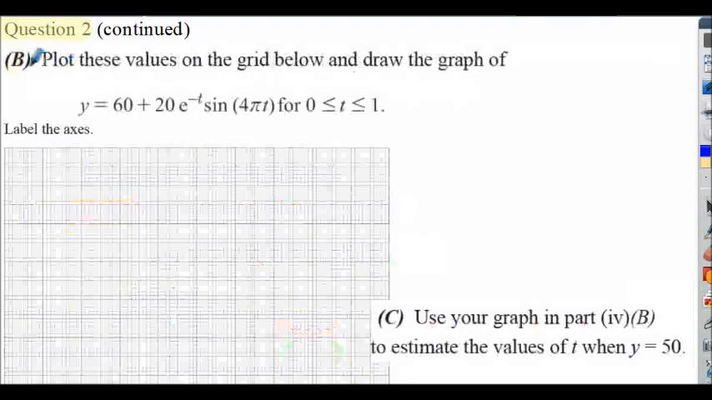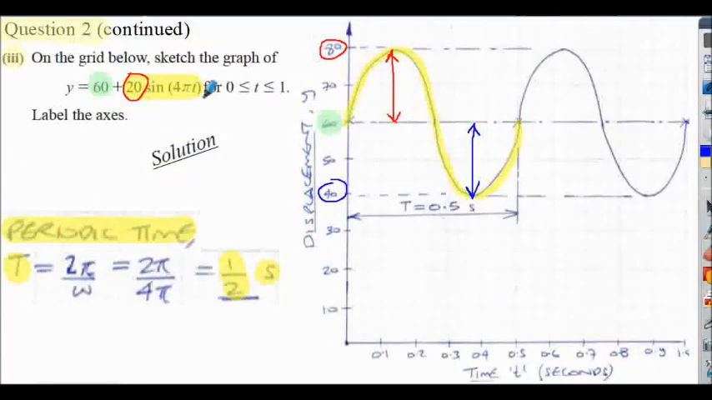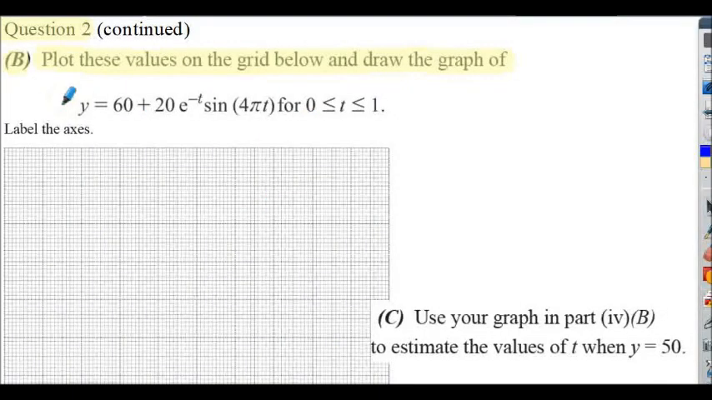Question 2, part 4, subpart B. We've now got to actually plot these values on the grid below and draw a graph. In question 2, part 3, we had to sketch the graph. Now we have to plot the graph, but it's the graph of this function here. Again, we're plotting between 0 and 1 second. There's also a sub-question C. Once we've plotted our graph, we have to use the graph in part 4b to estimate the values of t when y is equal to 50. So I'd encourage you to plot the graph and then estimate these values. I'm going to solve parts B and C simultaneously. Full solution shown on the following slide.